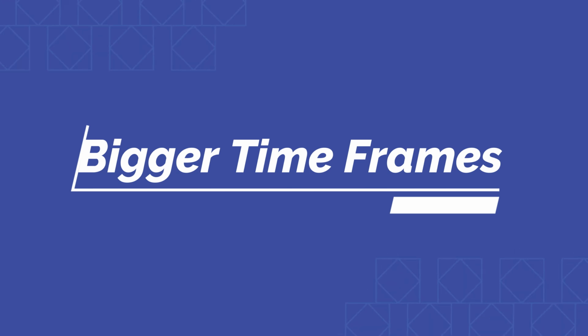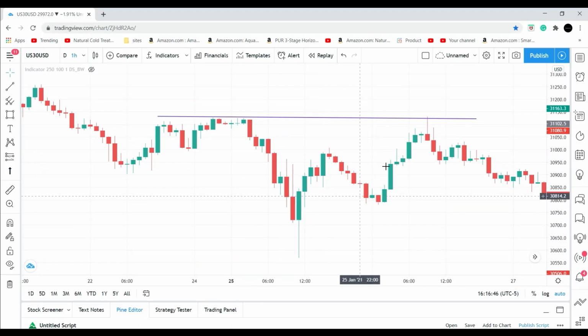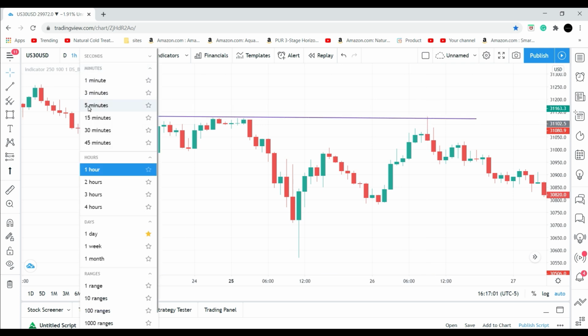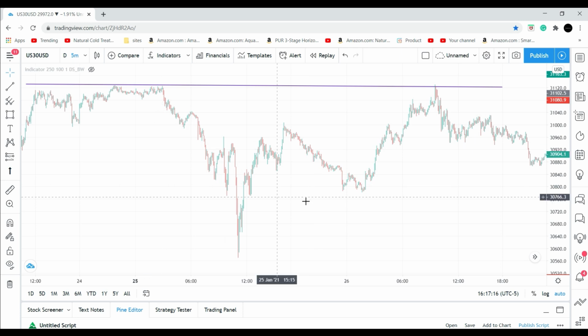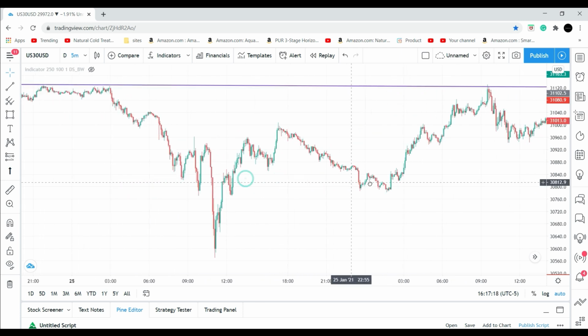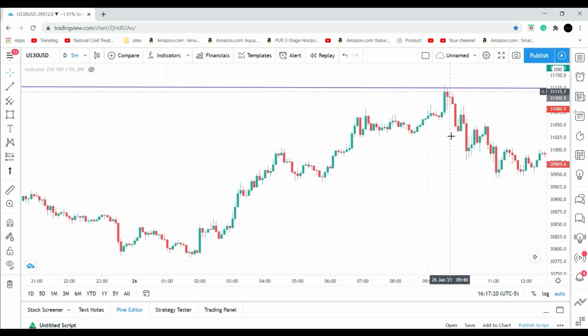Okay guys, the fourth way is using bigger time frames. Right here we are on the 1 hour chart. We see resistance right here, and then we see this nice rejection on that 1 hour chart. So what we can do is go down to the 5 minute. Here's the 5 minute. Let's zoom in real quick, and we are at that resistance right here. So do you want to get in right away?